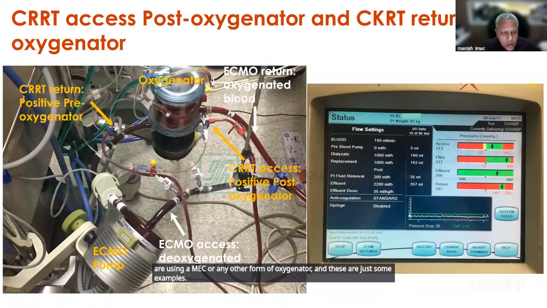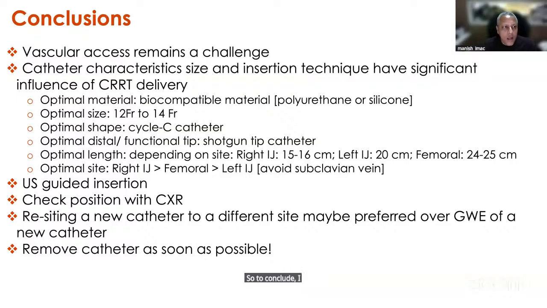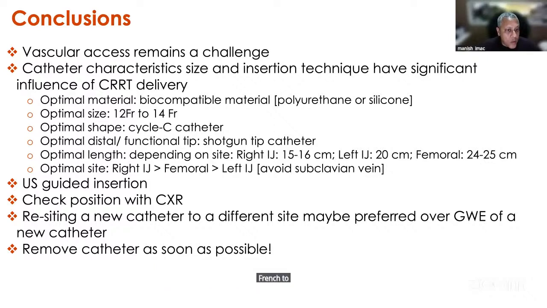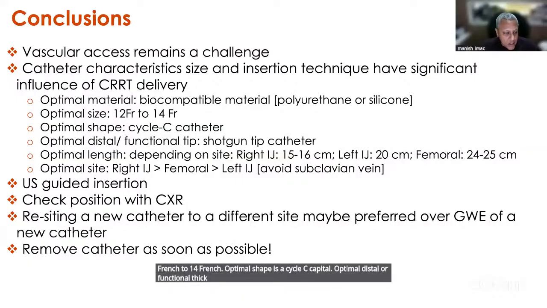So to conclude, I'm sure we all agree that vascular access remains a challenge. Catheter characteristics, size, and insertion technique have significant influence on CRT delivery. So the optimal material is a biocompatible material like polyurethane or silicone. Optimal size is between 12 French to 14 French. Optimal shape is a cycle C catheter. Optimal distal or functional tip is a shotgun tip catheter.